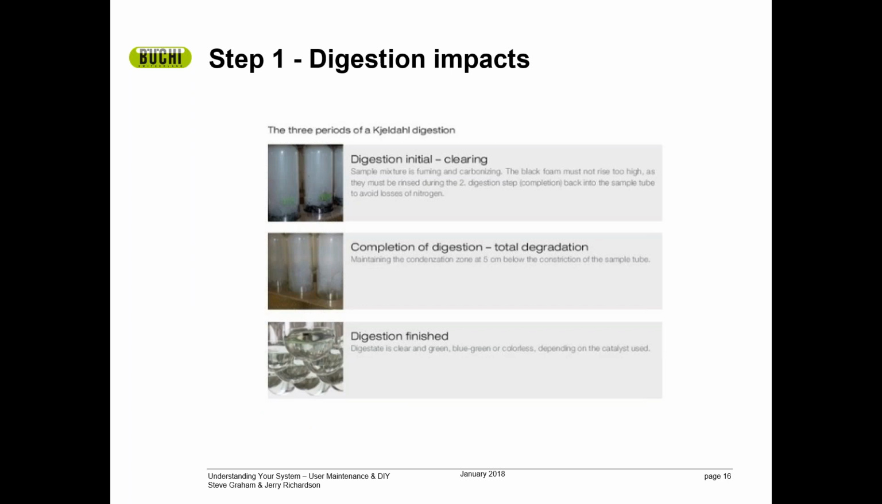Early in the digestion, you will see a lot of cloudy fumes coming up. That is the water being driven off, and it is part of the sulfuric acid called fuming sulfuric acid. At the completion of digestion, all of those fumes should go away, and when you have a finished digestion, you should have a clear or colorless digestate.